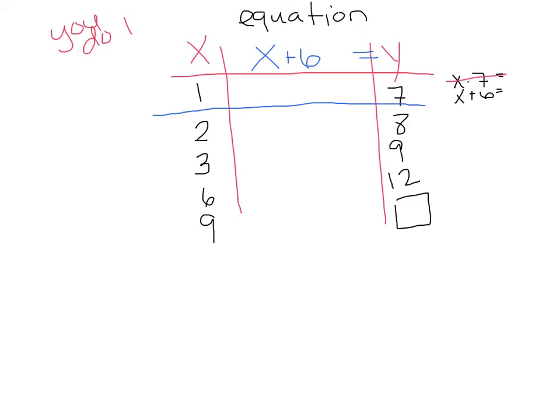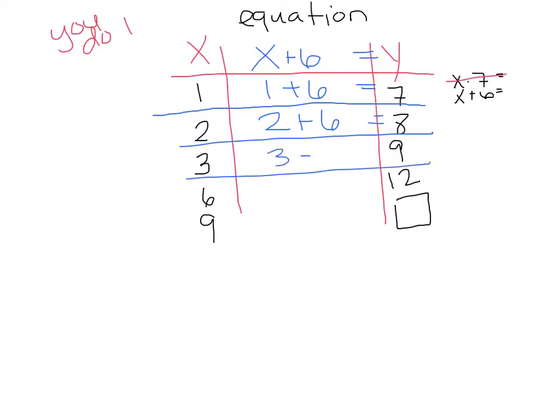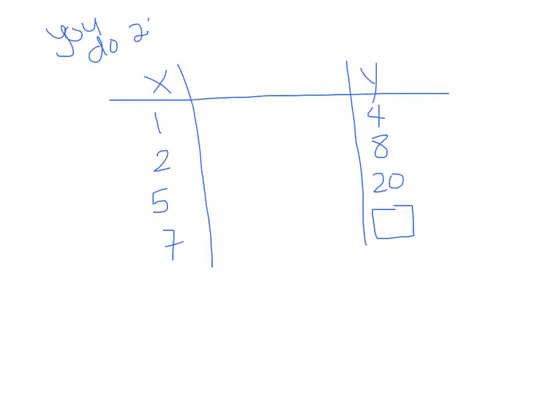And if that's the case, when x is 1, it's 1 plus 6 equals 7. When x is 2, 2 plus 6 equals 8. When x is 3, 3 plus 6 equals 9. When x is 6, 6 plus 6 equals 12. And finally, when x is 9, 9 plus 6 equals 15 is our missing number there. All right, let's try another you-do. Go ahead and copy this down, and you have x being 1, 2, 5, and 7.